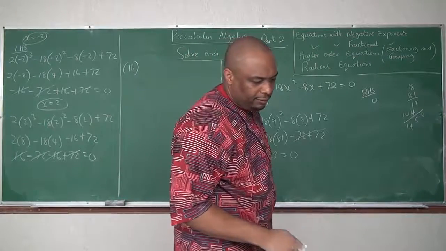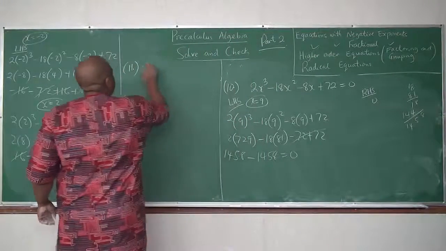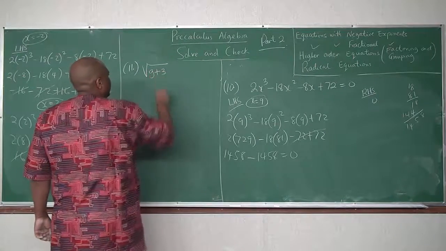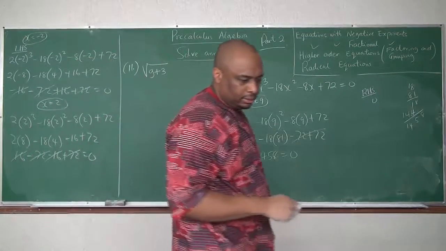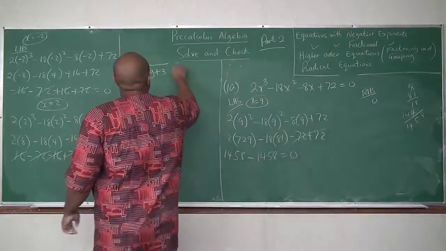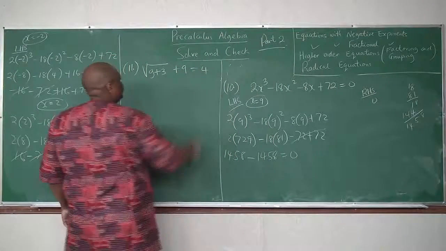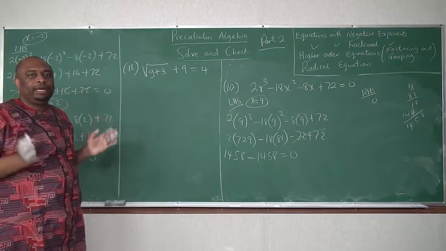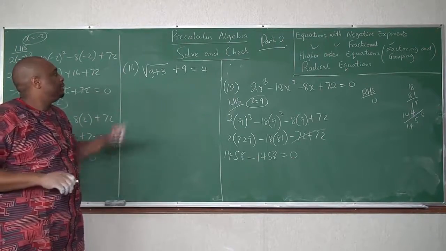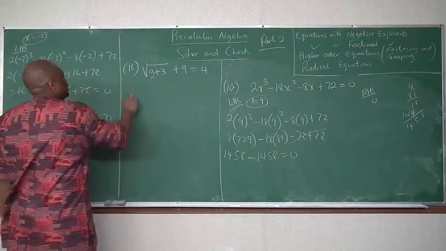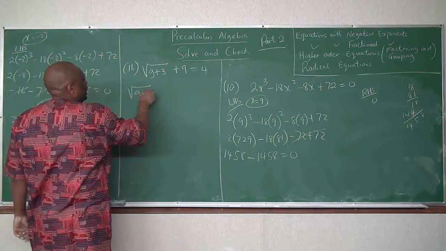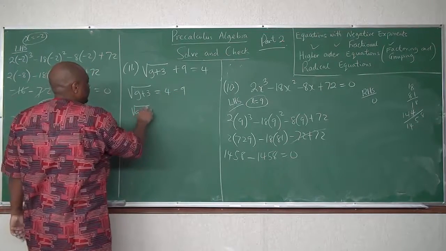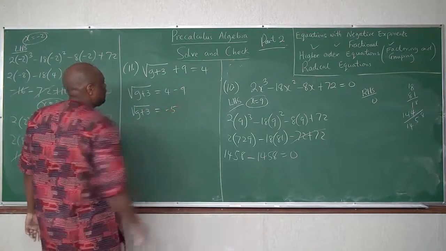We have square root of g plus 3 plus 9 equal to 4. Okay, so we want the radical to be on one side by itself. So we move this 9 over here. So square root of g plus 3 is 4 minus 9. Square root of g plus 3 is negative 5.